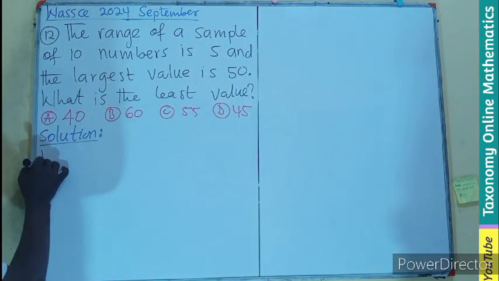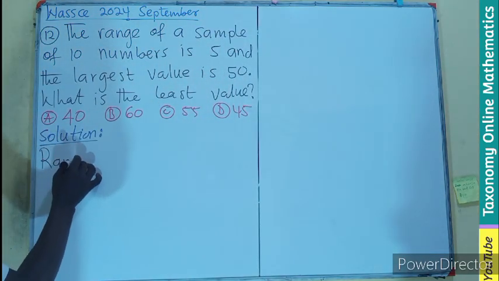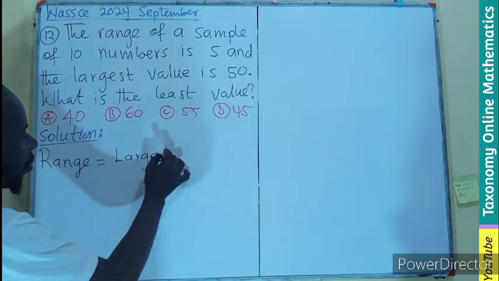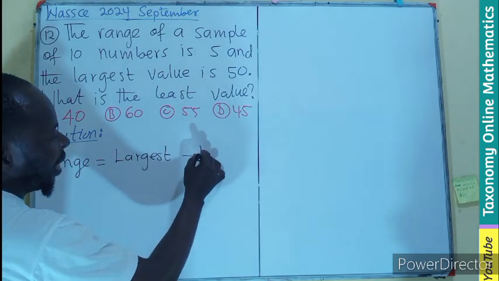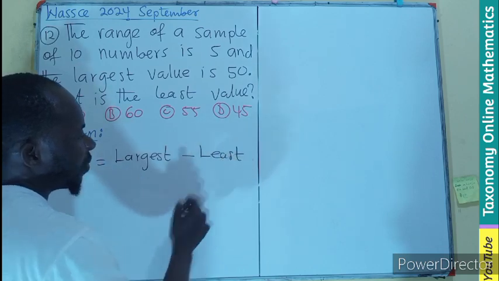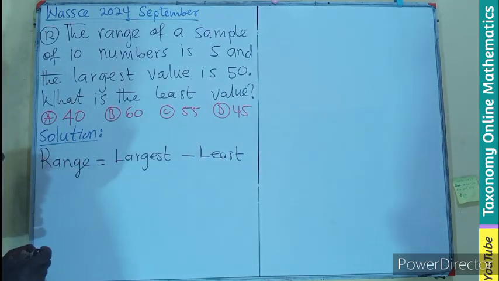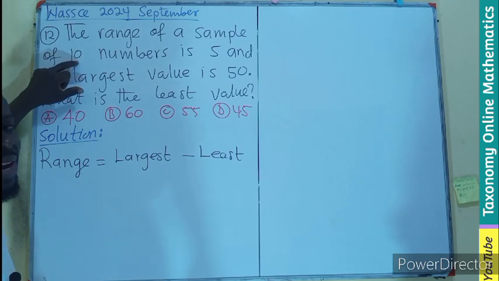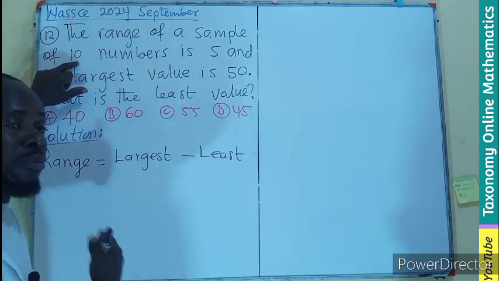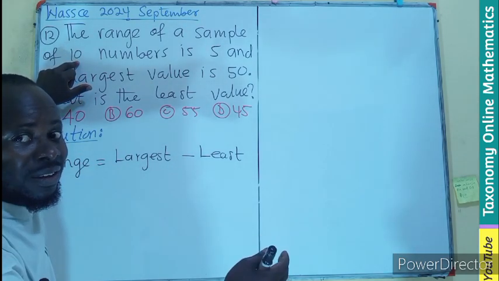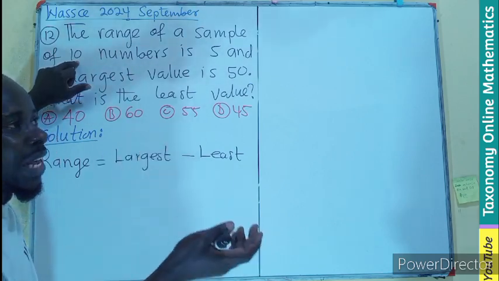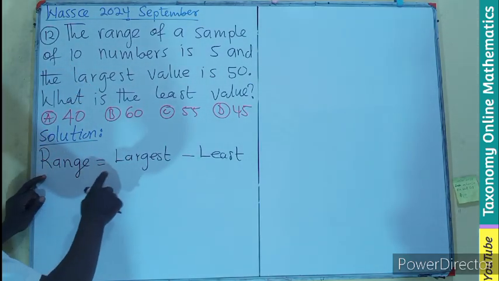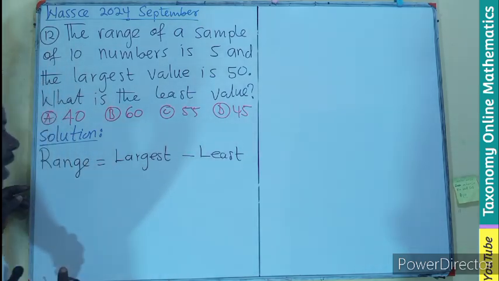Mathematically, we know that range equals the largest value minus the least value, right? Mathematically, we don't concern ourselves with how many numbers are there. If there are 50, we still look for the least and the highest if it is arranged in ascending or descending order. So we know the range, we know the largest value, it is the least value you're looking for.